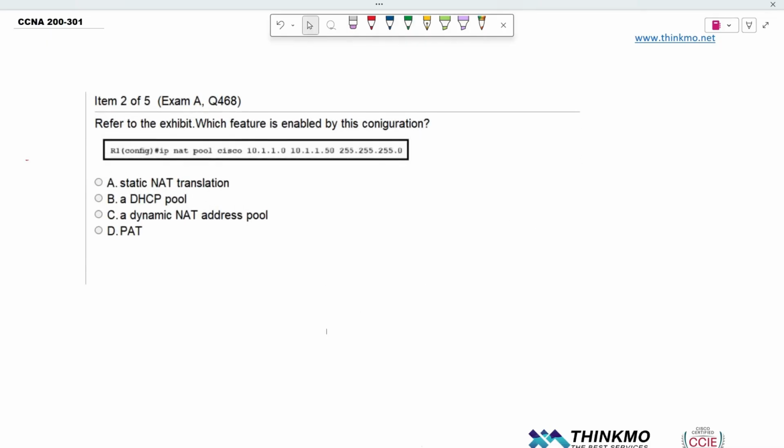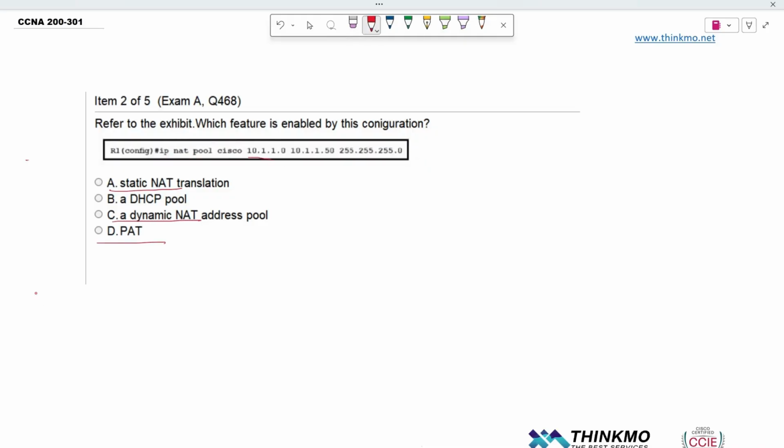For the second question, it says, referring to this diagram, which function does this configuration enable? Which function is enabled by this configuration? This is obvious. It's the NAT function. NAT is enabled here, but there are several types of NAT, right? There's static NAT, dynamic NAT, and also PAT, which is port address translation. This one is port forwarding technology.